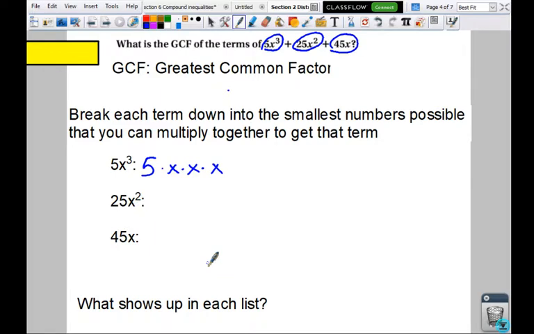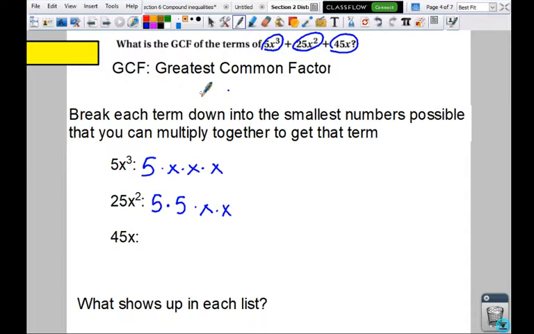I'm going to do the same thing now, but this time with 25x squared. So let's look at 25. Can I break 25 down to be two smaller numbers multiplied? Yes. 5 times 5, right? 5 times 5 is 25. So I'm going to break it down to be smaller numbers here. And then if I have x squared, that's 2 x's. So I'm going to go x times x. Alright, nothing else I can do there.